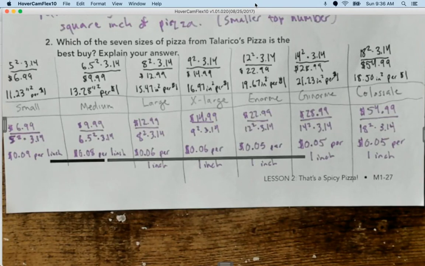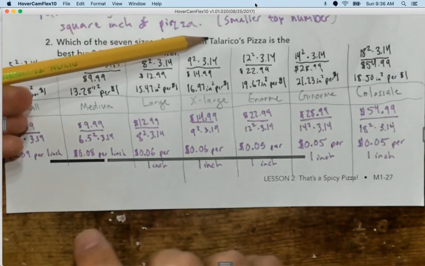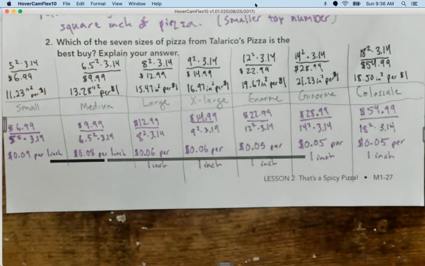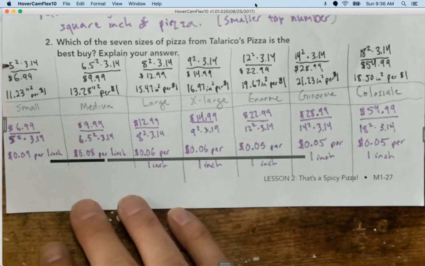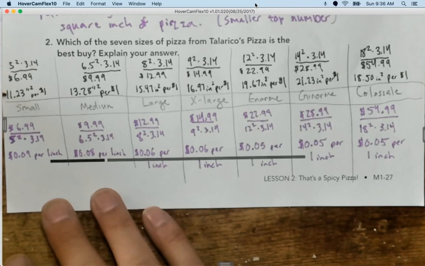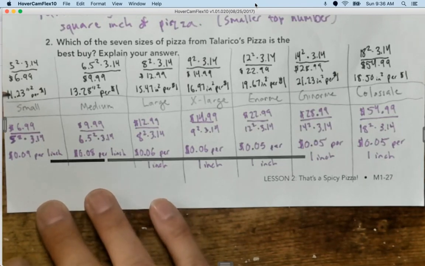All right, number 2. Which of the 7 sizes of pizza from Tallarico's Pizza is the best buy? Explain your answer. All right. So the top one in black is what I did for Lena. So I took the area of the pizza, I divided it by the price to get, I'm sorry, 11.23 inches per dollar of money spent.